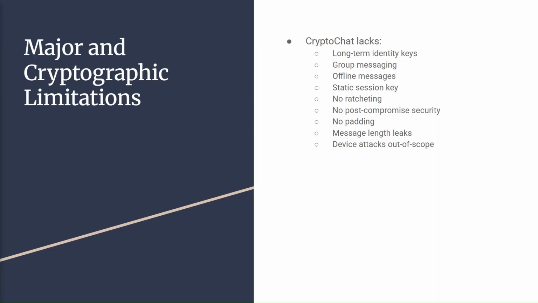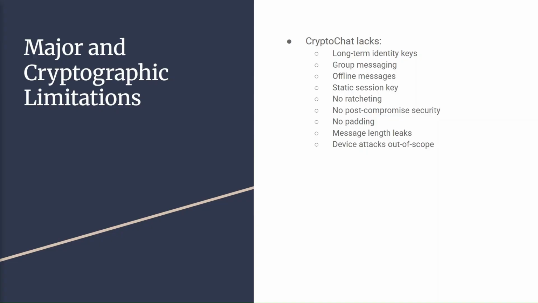Another limitation is that CryptoChat uses a static session key for the entire duration of a connection. Modern apps rotate keys regularly using a ratcheting algorithm. This allows for forward secrecy and backward secrecy, even if certain keys are compromised. Without a ratchet, CryptoChat has basic forward secrecy but no post-compromise security.